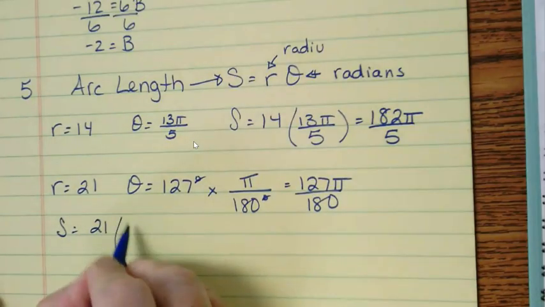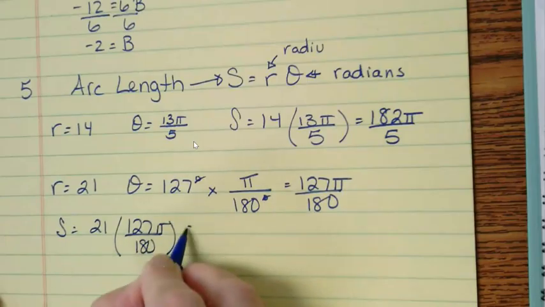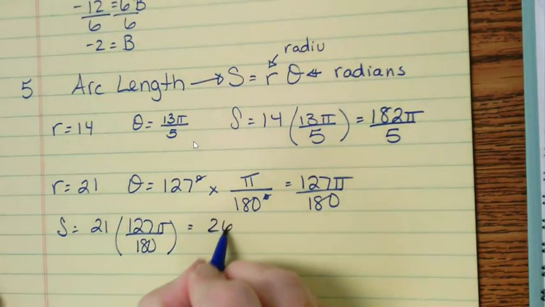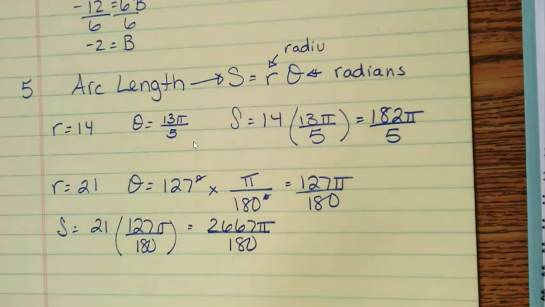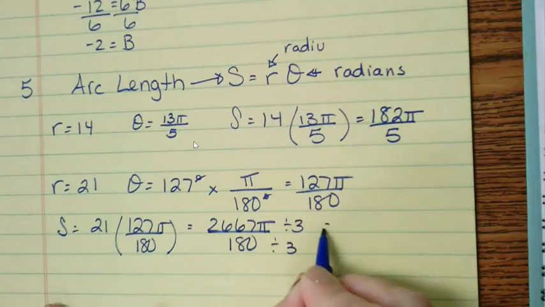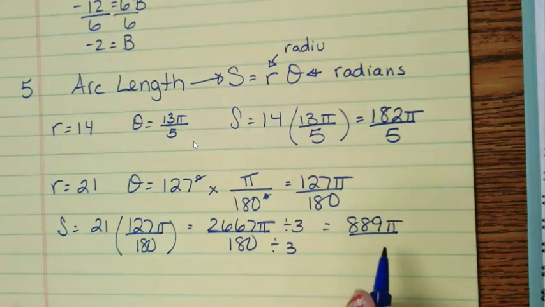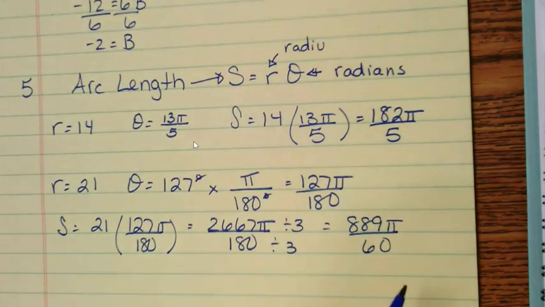So now here we go. 21 times 127 pi over 180. 2667 pi over 180. Okay, I can divide the top and bottom by 3. And I get 889 pi over 60. Can I divide that by 3? No, I cannot. There's your final answer.